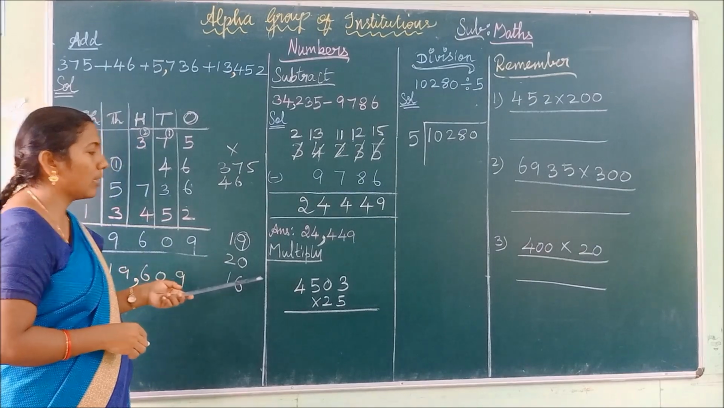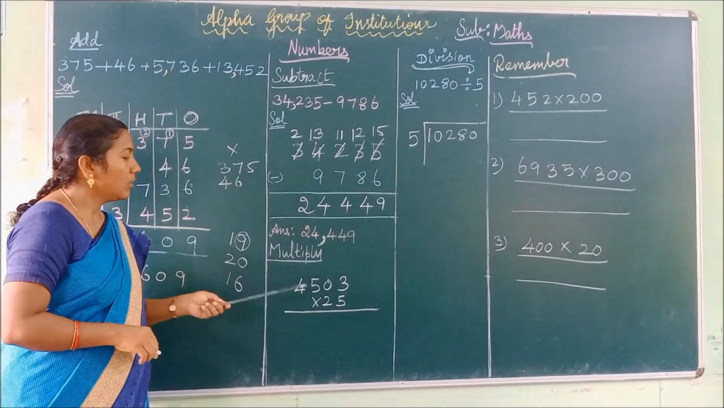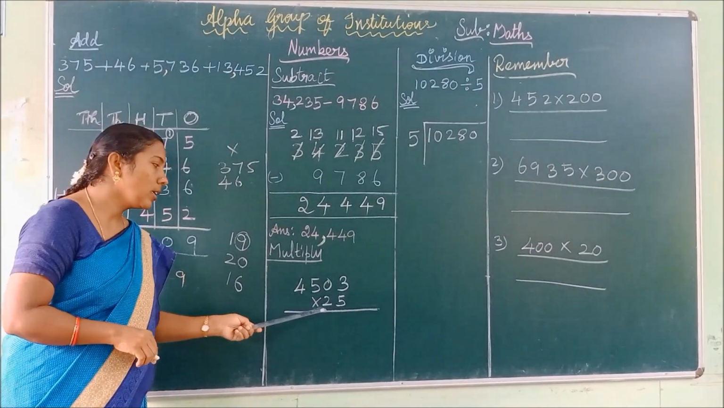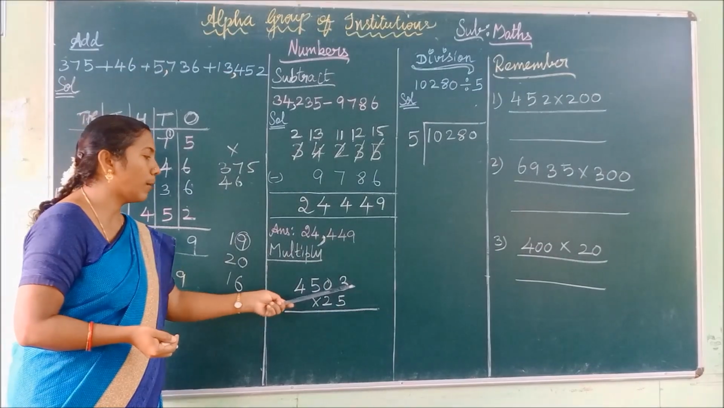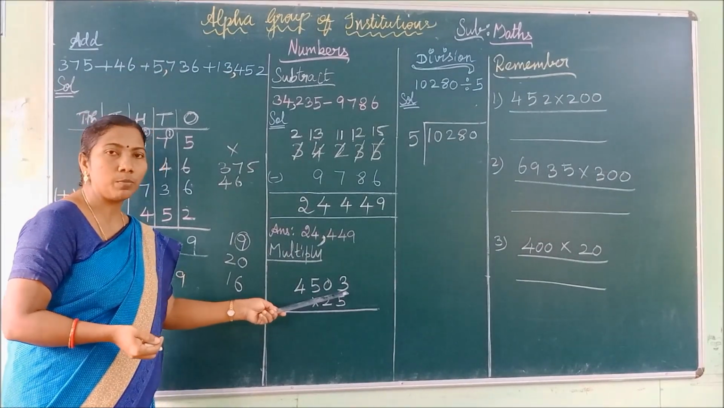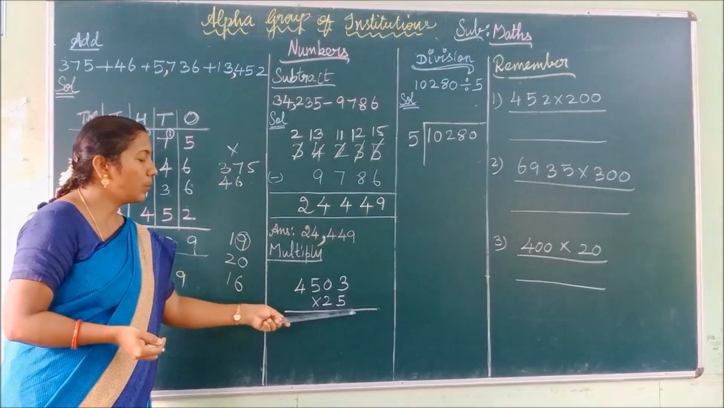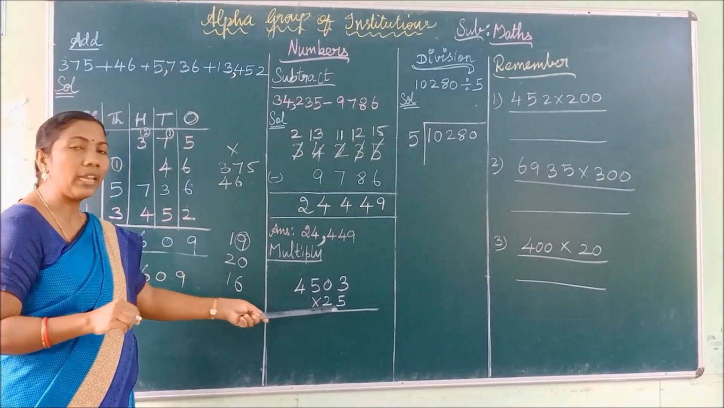See the next sum. Now we are going to multiply these two numbers. We are going to multiply this 4-digit number by this 2-digit number. How do you multiply? By multiplying this number by the number in the ones place first and then the number in the tens place. In the ones place we have the number 5. So first we are going to multiply this number by 5.